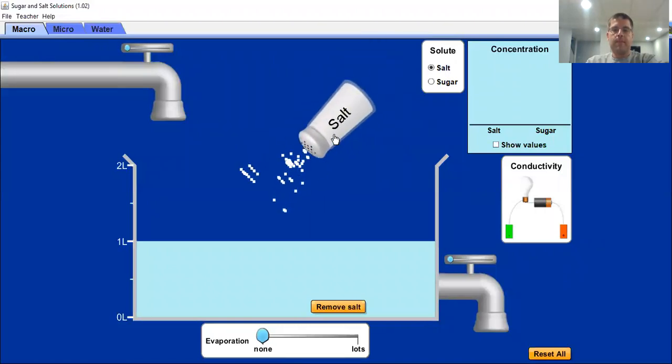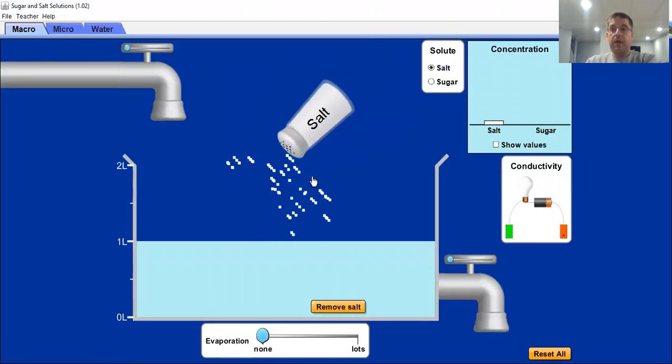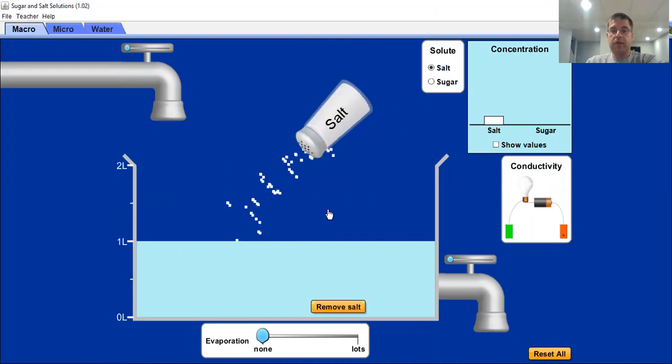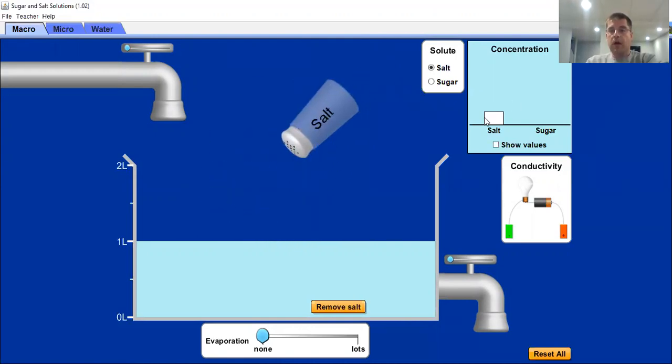Let's drop some in there. And what's happening is up to that top right, you're gonna start to see this word concentration. And what that means is how much dissolved salt is inside this water. The more stuff that dissolves, the stronger it is, the more concentrated it is. And another word for that is molarity, but we'll do that word in a couple weeks.